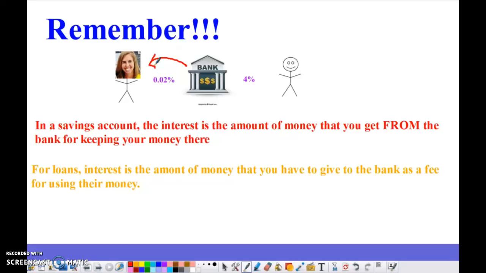How the bank makes money, though, is someone like Joe over here. Joe is borrowing money from the bank, and for using their money, the bank charges Joe 4% interest, so that money is coming into the bank. So the bank may give you some interest, but when people borrow money from the bank, they charge much more, and that's how they make their money.